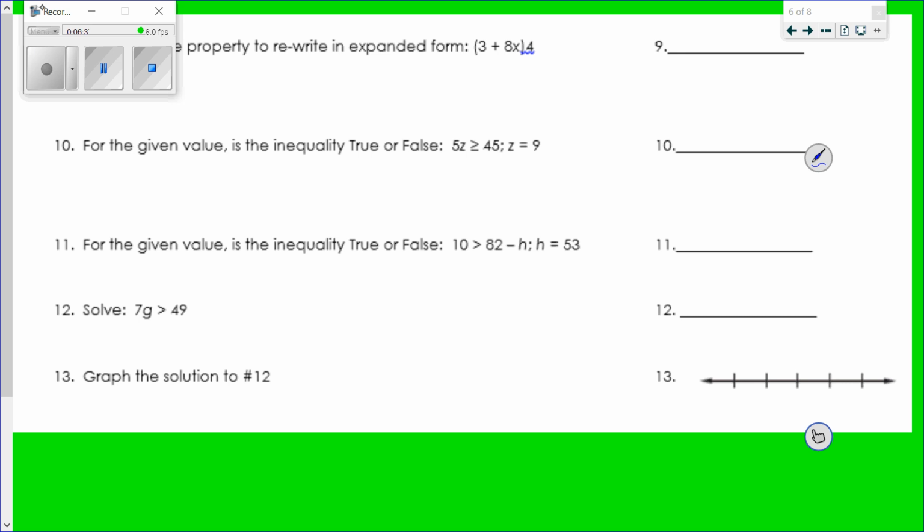Distributive property. Again, don't get messed up if it's on the other side. It's the same process, guys. 4 times 3 is 12. And 4 times 8x is going to give me 32x.